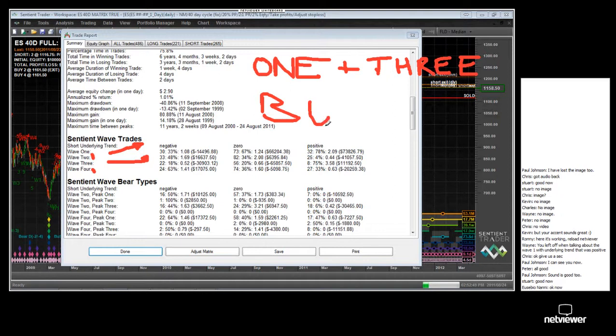This is also a mistake. I'm trying to write it. Okay, they are bulls, and therefore waves 2 and wave 4 are bears.